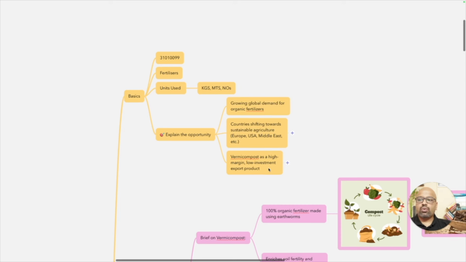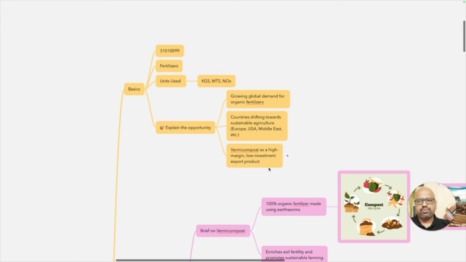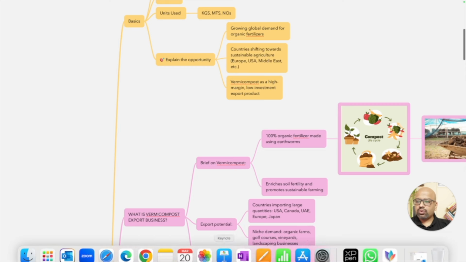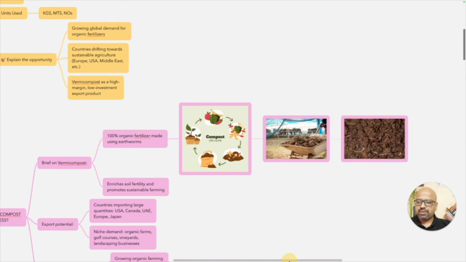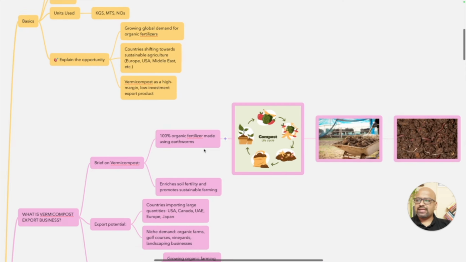Vermicompost is a very low investment but high margin product that you can deal in. To understand the process, because many people are not aware, I am going to share it with you. When it comes to Vermicompost, you get a compost, you get a waste product. For example, we see there is a dry and wet category at home when we sort garbage, right?